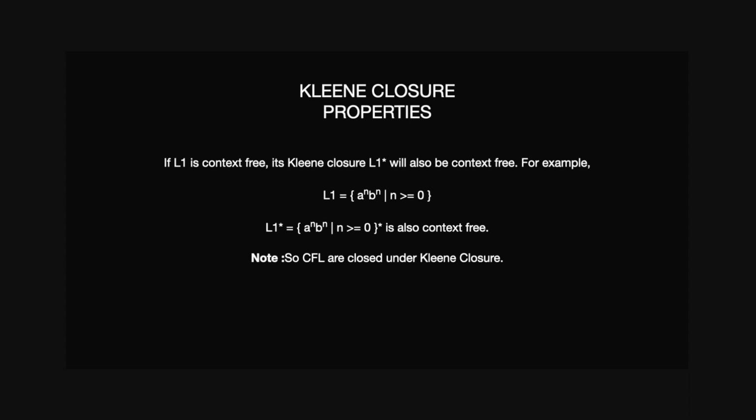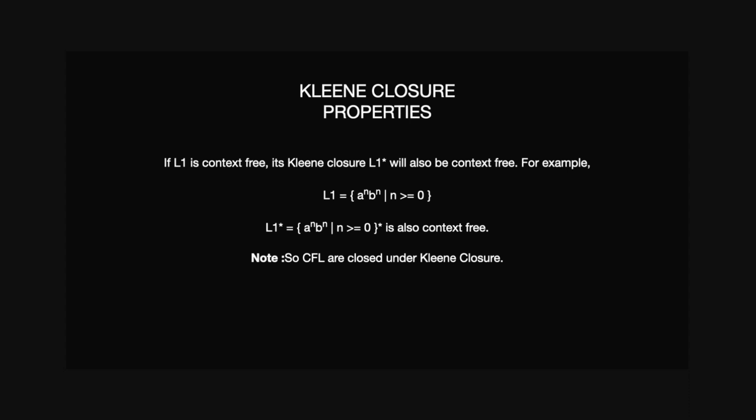Kleene closure property of CFLs. In this property, let's consider a language L1 that is context-free. What we are trying to prove is that L1 star, or the Kleene counterpart of L1, is also context-free. Let L1 be equal to a^n b^n, where n is greater than or equal to 0. Now L1 star is equal to (a^n b^n, n greater than or equal to 0) whole star.